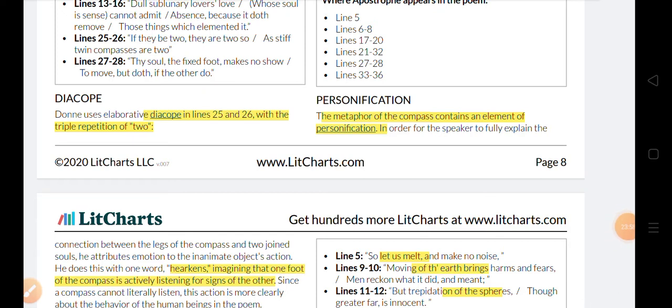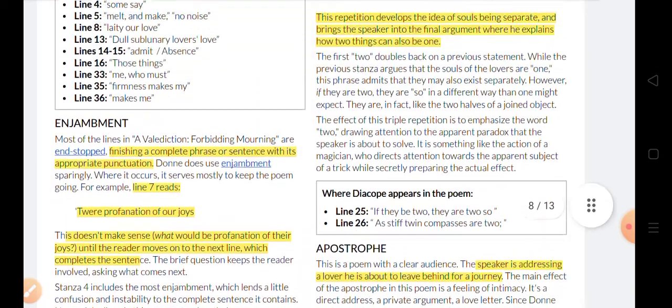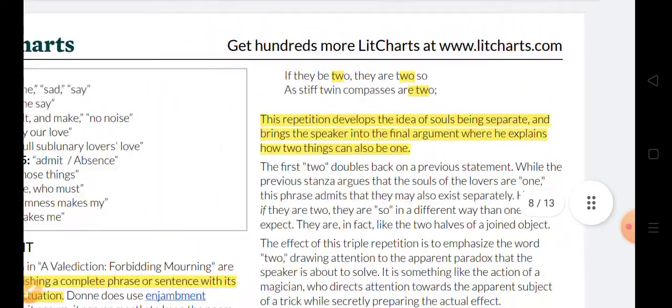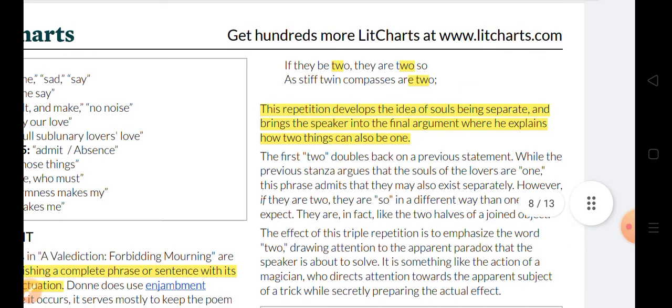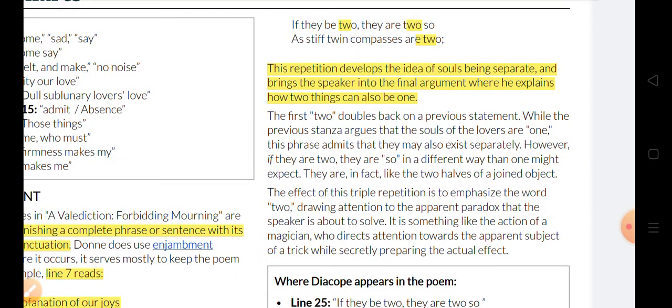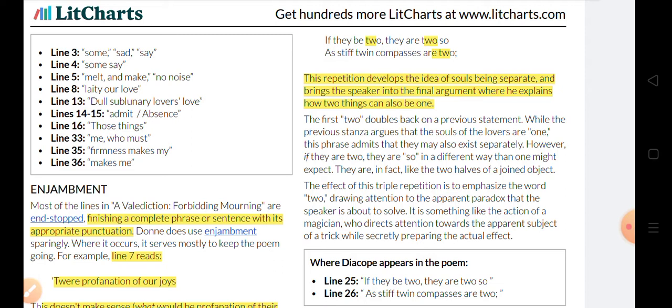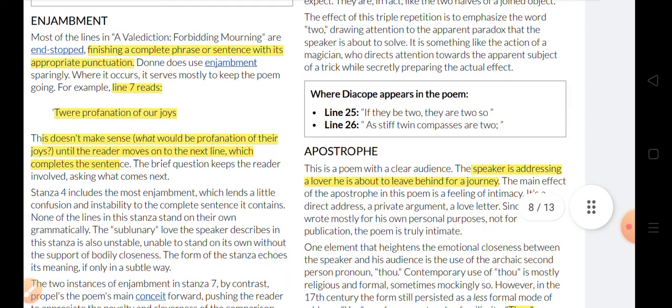And then diacope is used, which is repetition of words separated by a small number of intervening words. So here we'll see diacope in lines 25 and 26 with a triple repetition of 'two.' Here you will see 'if they be two, they are two,' and 'as stiff twin compasses are two.' So this repetition develops the idea of souls being separated and brings the speaker into a final argument where he explains how two things can be one. And it will occur in lines 25 and 26.